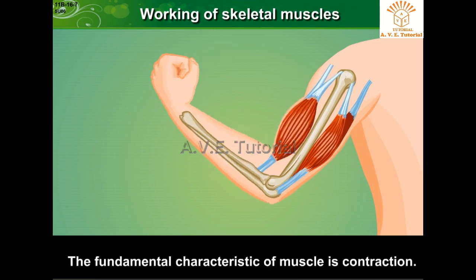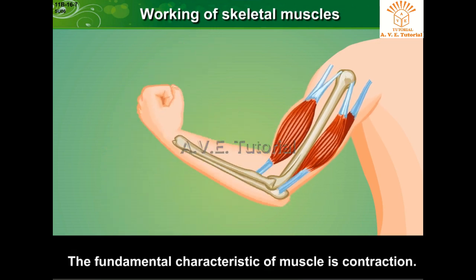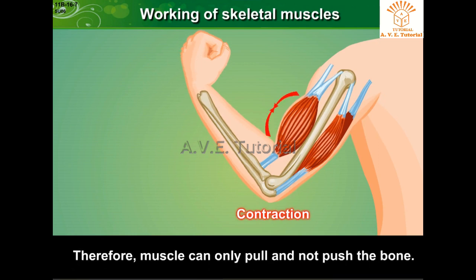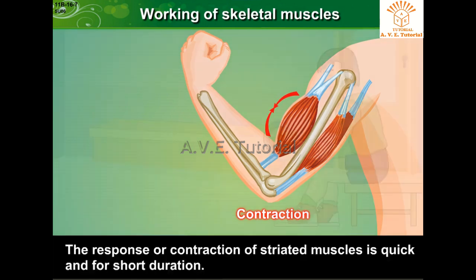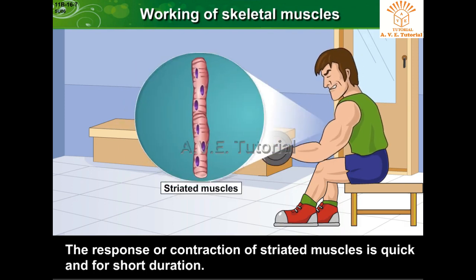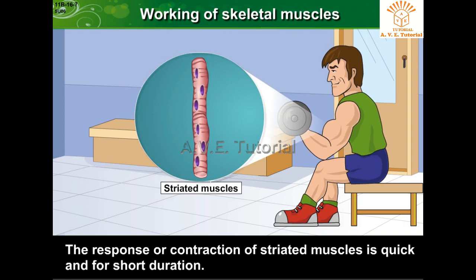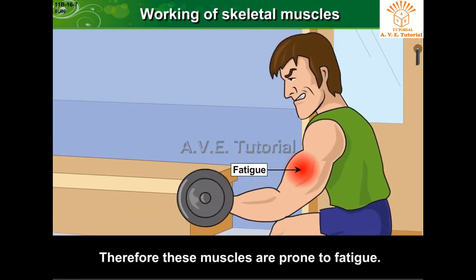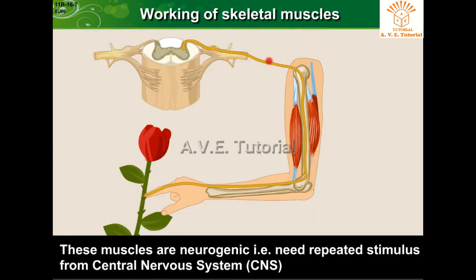The fundamental characteristic of muscle is contraction. Therefore, muscles can only pull and not push the bone. The response or contraction of striated muscles is quick and for short duration. Therefore, these muscles are prone to fatigue. These muscles are neurogenic, that is, need repeated stimulus from central nervous system, CNS.